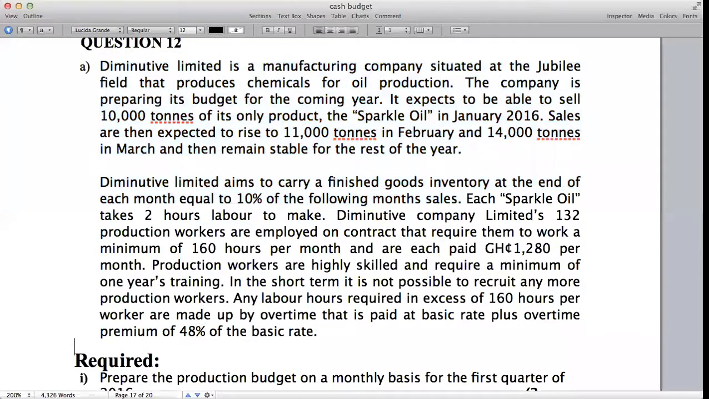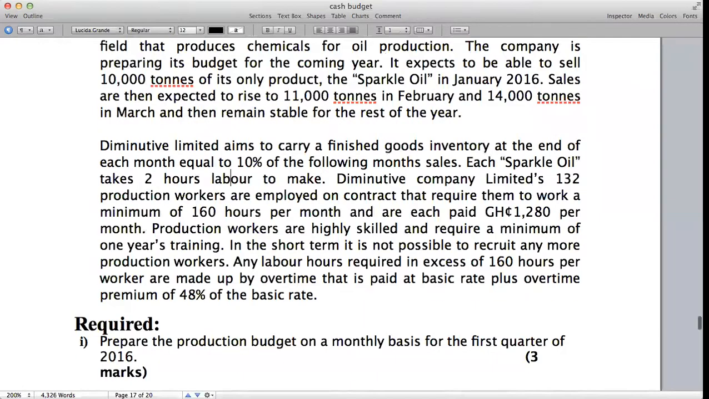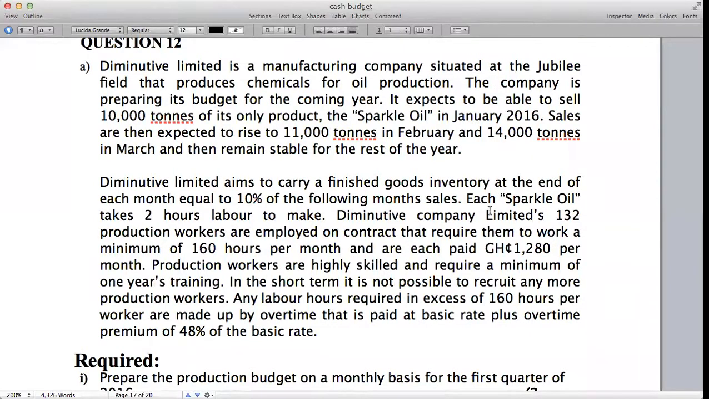Now let's move on. The second part of the question says: prepare a labor budget for the first quarter of 2016, showing two items for us: one, labor hours, two, labor costs. Assume that all production workers work at least 160 hours per month. That's a guaranteed minimum. Now let's continue reading. I think the remaining part of the question will answer that.